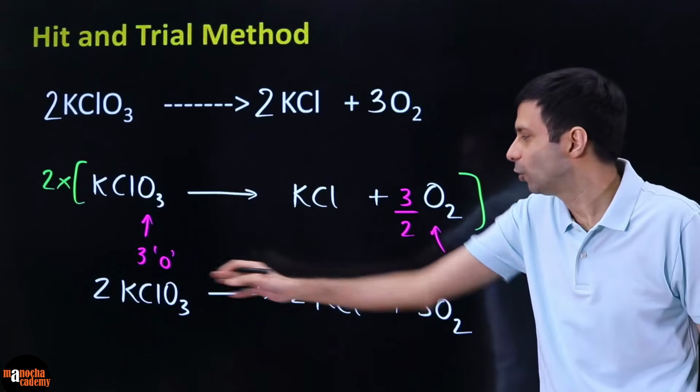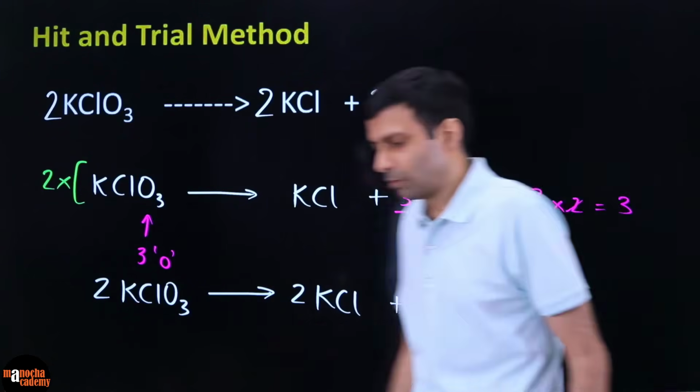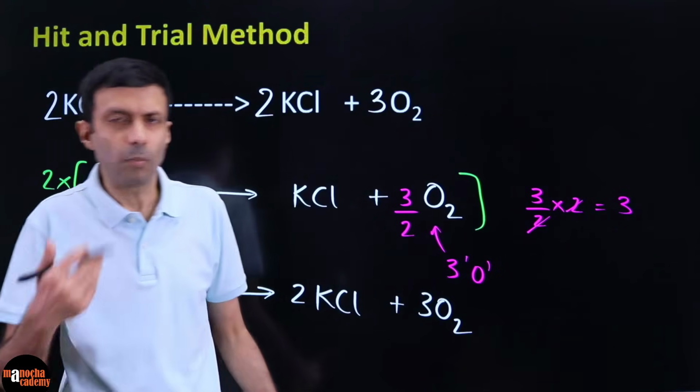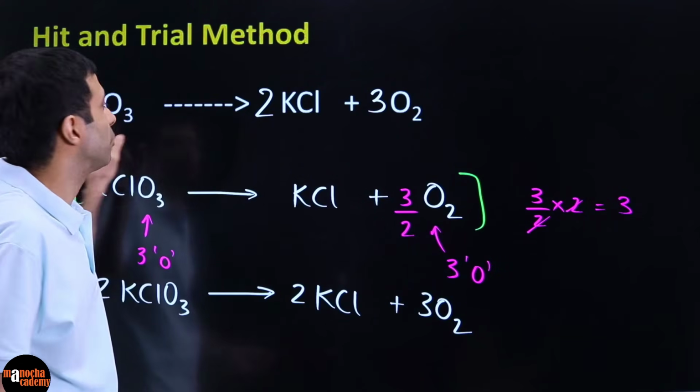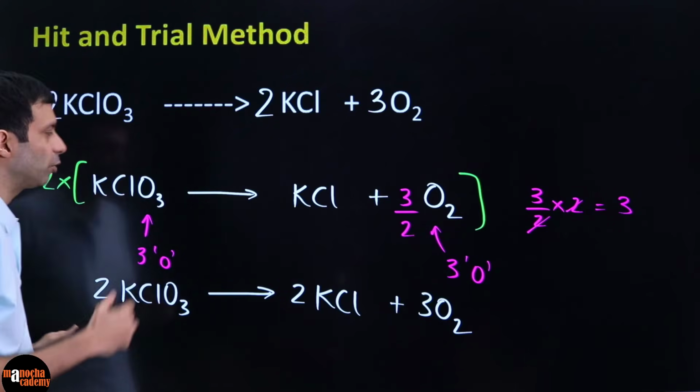So I just multiply by 2 and you can see we have got exactly the same answer. Done. So this fractions method is a little more advanced method. The first method was simple where we were doing hit and trial. In this last method, why did we use fraction?